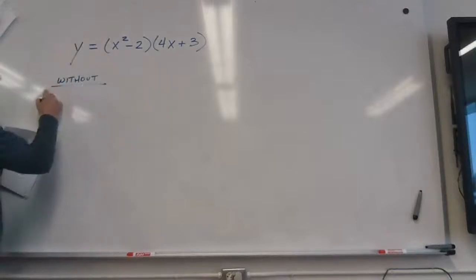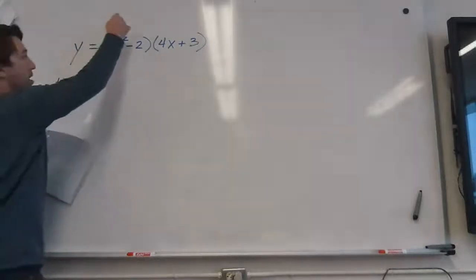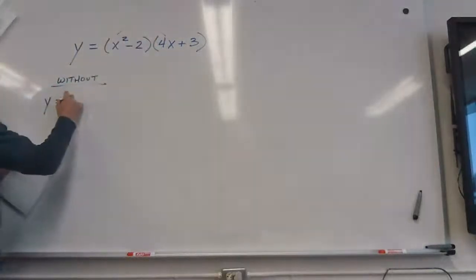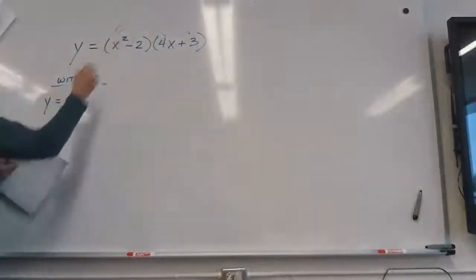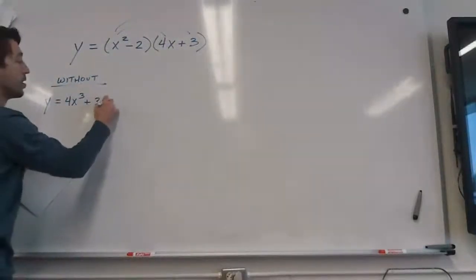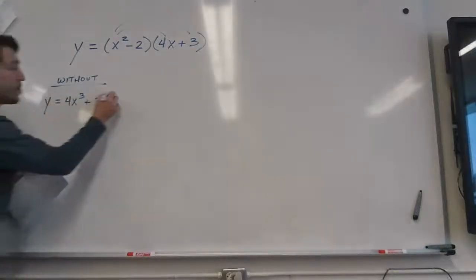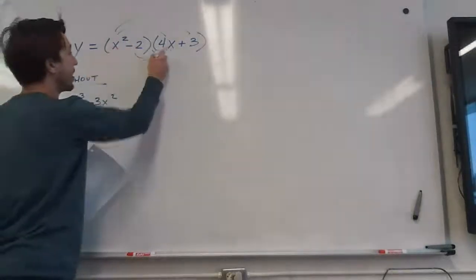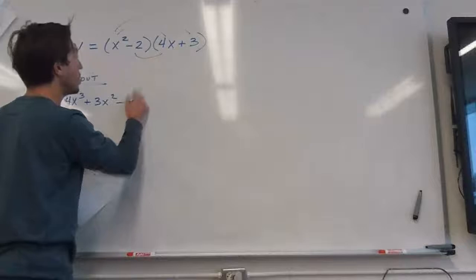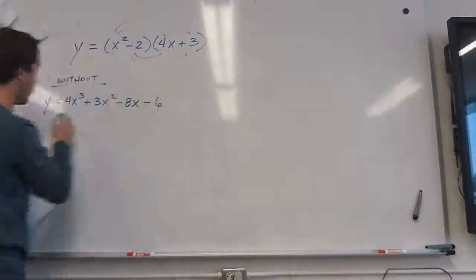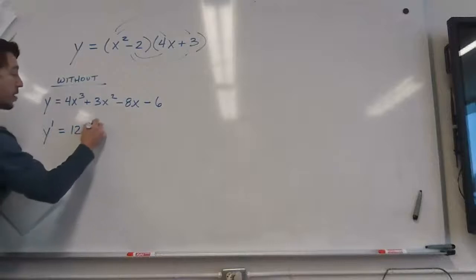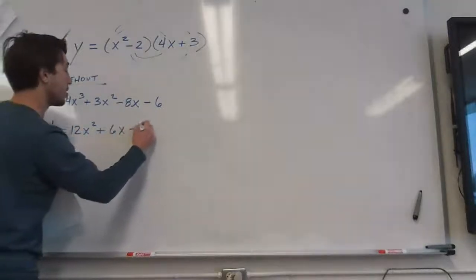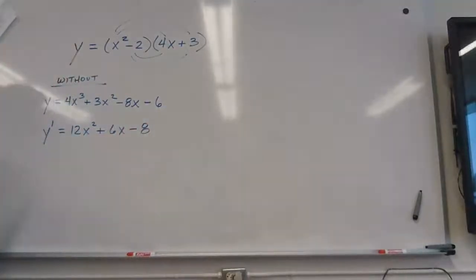For this one, if you just expand this, let's multiply it out. You get x squared times 4x is 4x cubed. You get 3x squared. Notice it's still y, not y prime. And then you get negative 8x, and then negative 6. And so the derivative would be 12x squared plus 6x minus 8. Pretty easy, right? No questions are helpful.